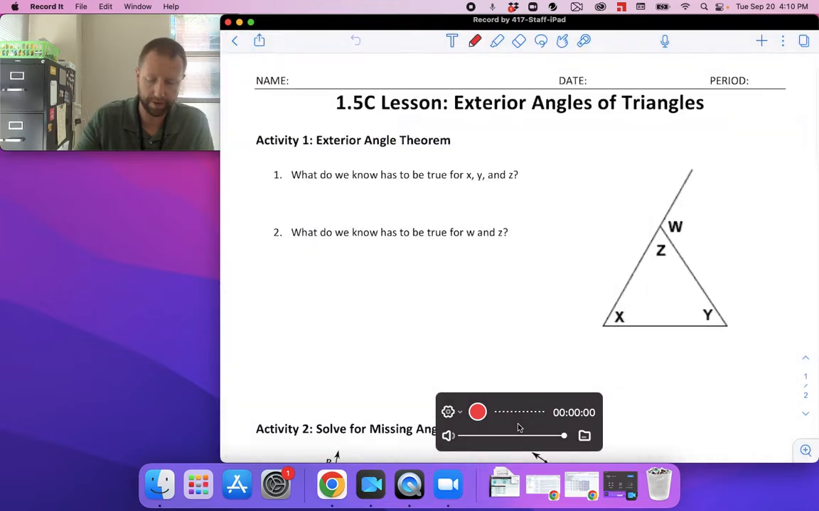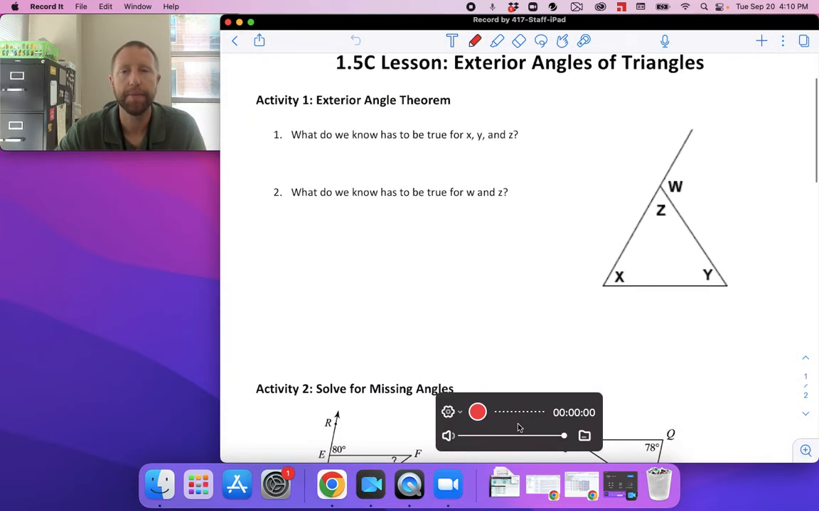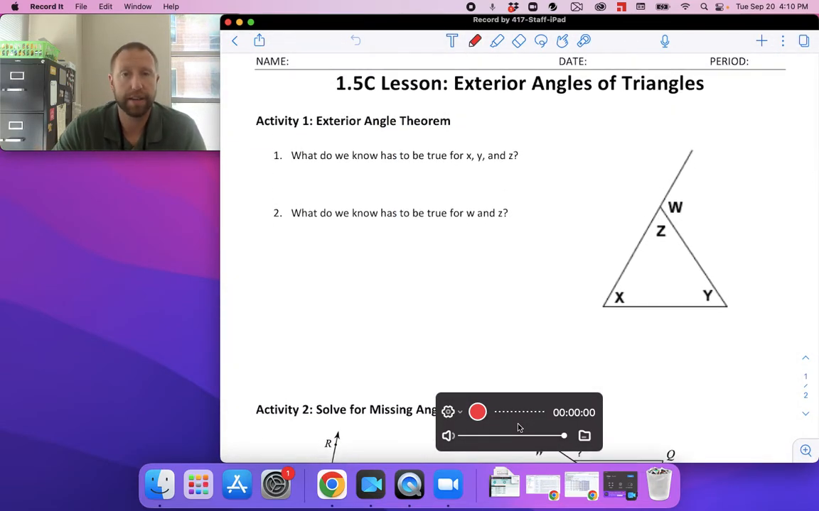What I have from our notes here is it starts off with activity 1, just a picture of a triangle with a line coming off one of the vertexes. The side gets continued past the vertex. This would be the vertex right here, but this side gets extended past. What we're going to talk about is the relationship between that angle that gets formed, where W is, and all of the other angles. So I'm on page 67. If you're not there, get there and go ahead and copy down these notes.